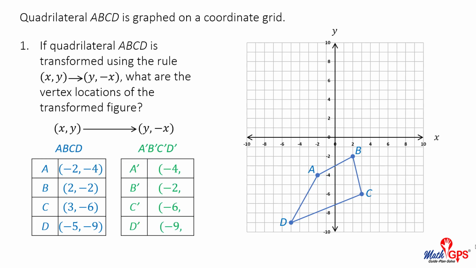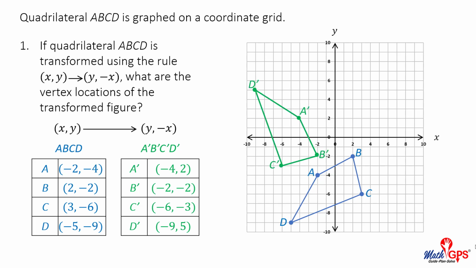Now we use the algebraic representation to identify the vertex locations in the transformed image. The x values of the image vertices are equal to the y values in the original quadrilateral. The y values of the image are equal to the opposite of the x values in the original quadrilateral. We can graph and connect the vertex locations to verify our work.